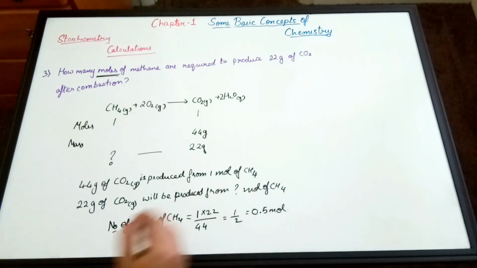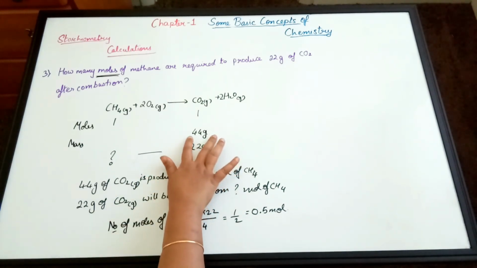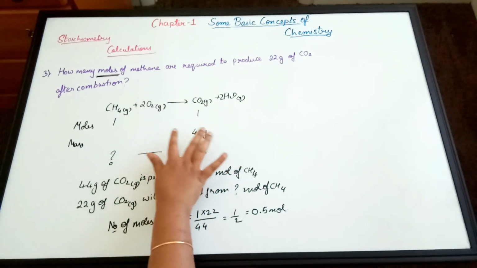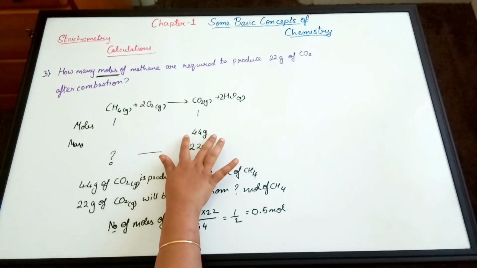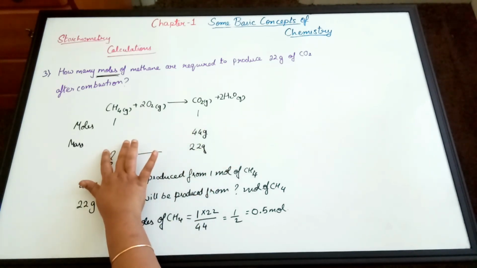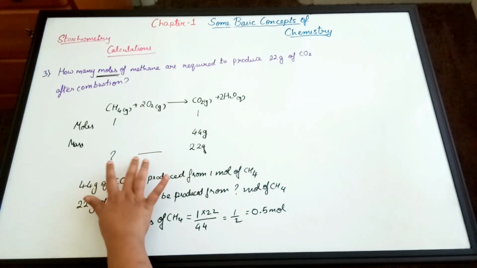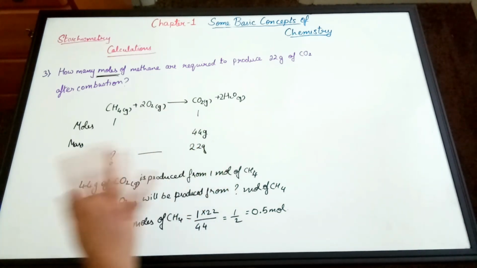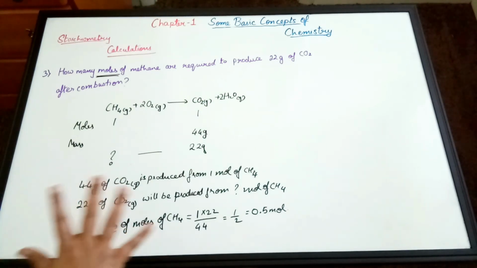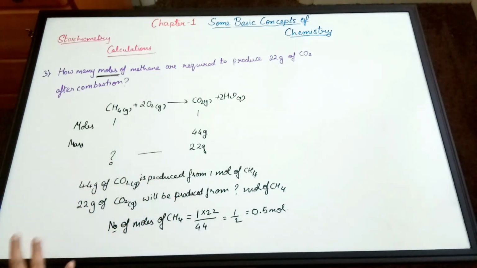So in this question, we had basically related moles and mass. 44 grams of carbon dioxide is formed from 1 mole of methane. So then how many moles will be required to form 22 grams? So we are relating mass and mole. These are a few basic calculations to do with stoichiometry.